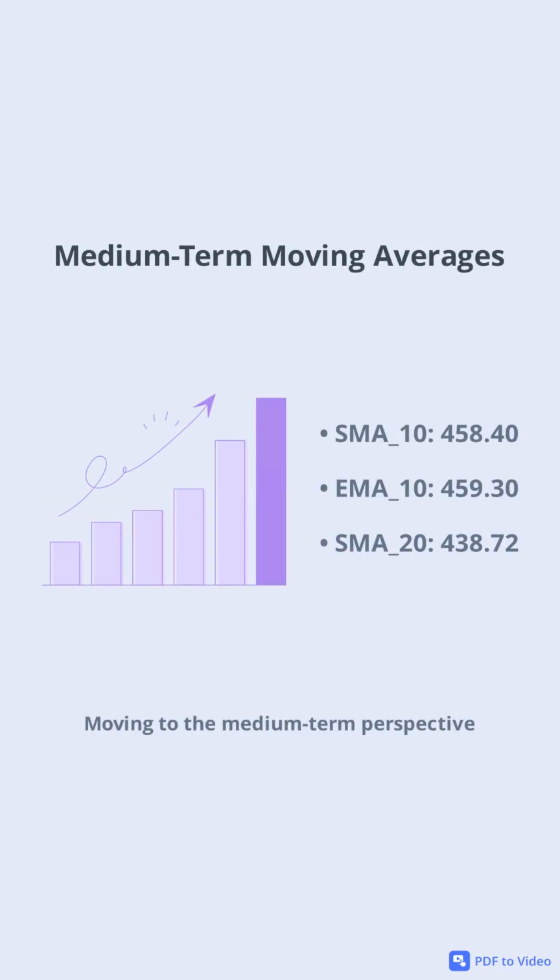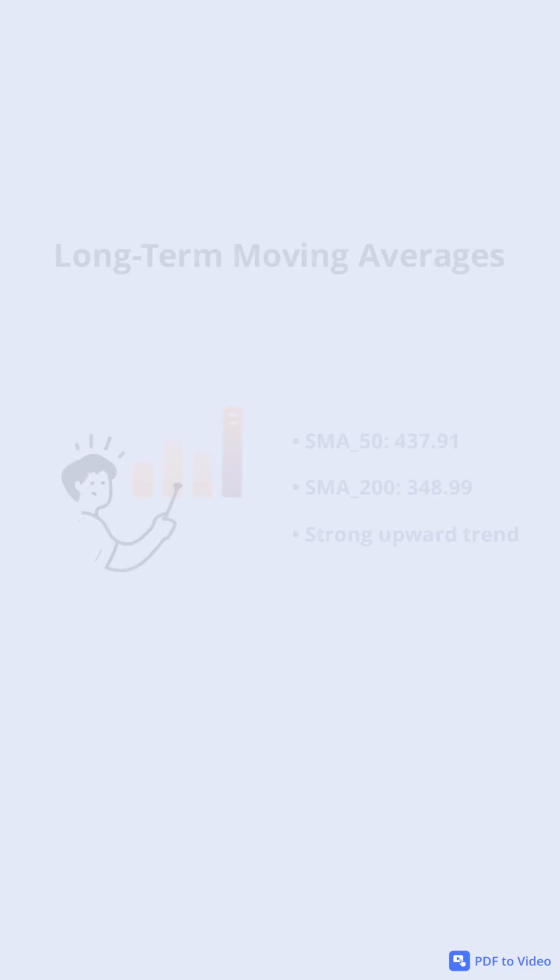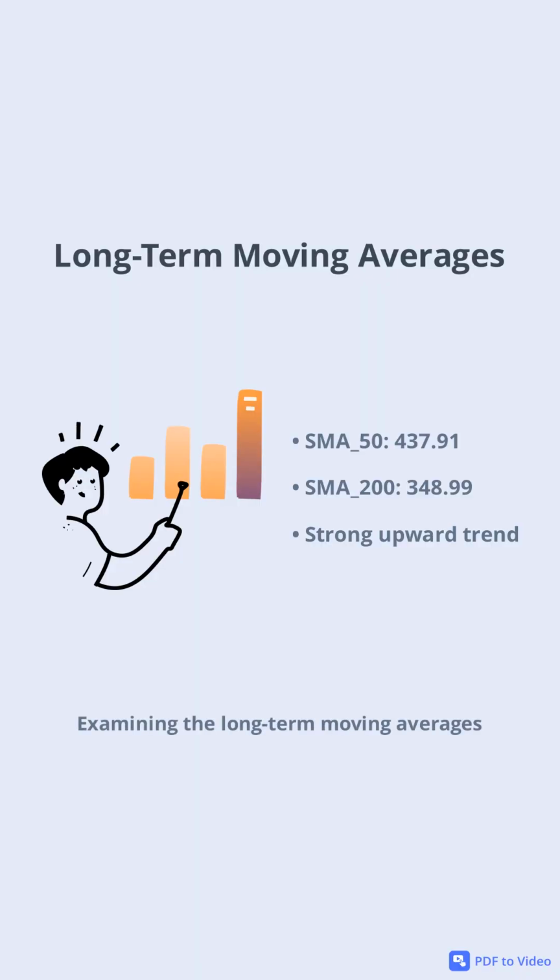Moving to the medium-term perspective, the 10-day and 20-day moving averages provide insight into slightly longer trends. The 10-day SMA is 458.4 and the EMA is 459.3, both trailing the current price. The 20-day SMA is 438.72, with the EMA at 448.28. This upward gap between the current price and these averages suggests that TSLA has experienced a recent bullish run, outpacing its medium-term trend lines.